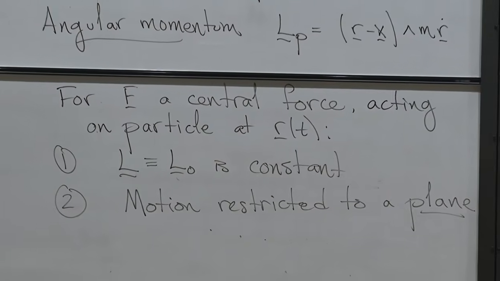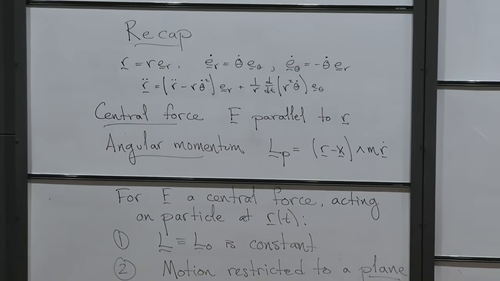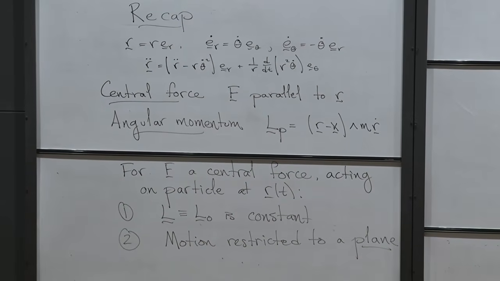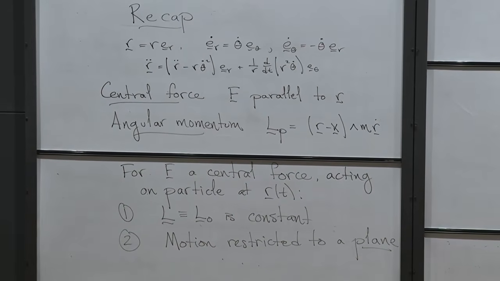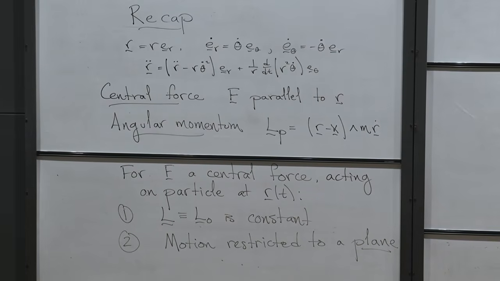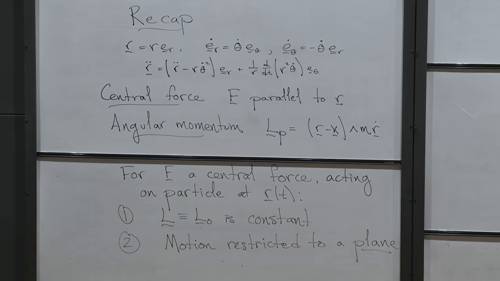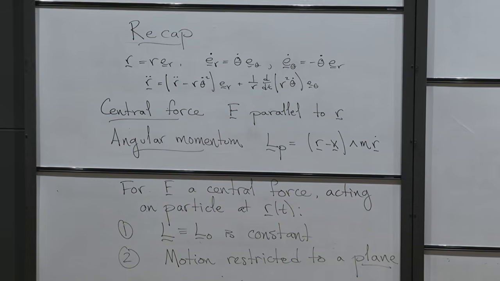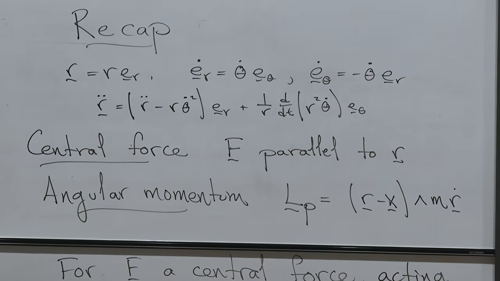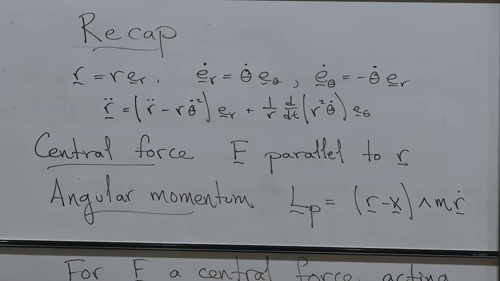Okay, so that's a quick summary of what we did last time. We started thinking about motion in 2D in polar coordinates and derived this form of the acceleration. And we started thinking about central force. Central force is a force in the direction of the position vector. So the force is always pushing towards the origin or away. And we defined the concept of angular momentum.